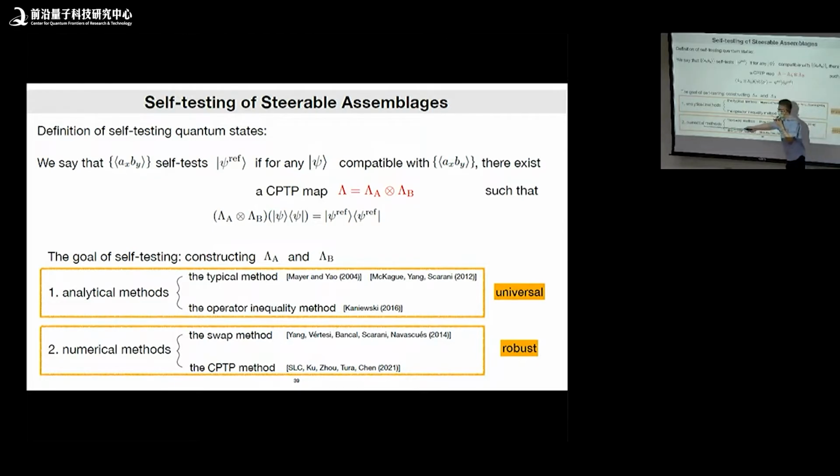And the second one is the numerical method, which can also be divided into two approaches. The first approach is called the swap method, proposed by Yang, Vertesi, Bancal, Scarani, and Navascues in 2014. And the second method is what we call the CPTP method, proposed by our work last year, which was introduced in my very early slide. A benefit of this method is that it is robust, in the sense that even if there is large noise in the system, we can still judge what the distance is between the underlying states and the reference states.